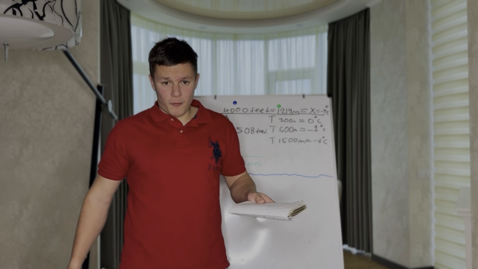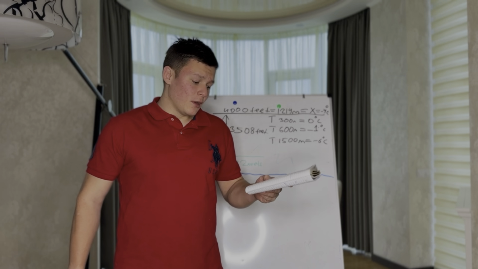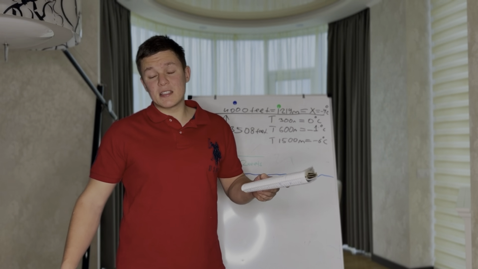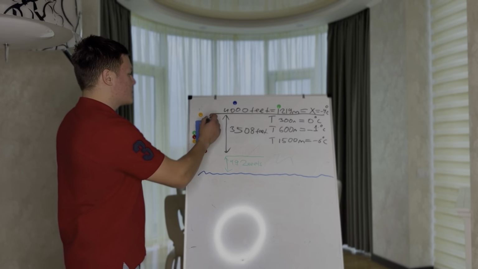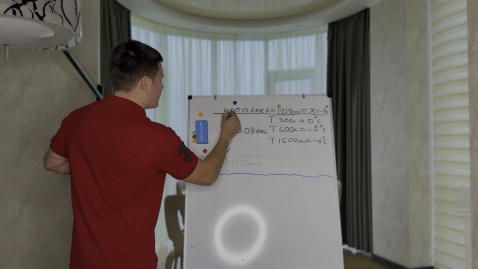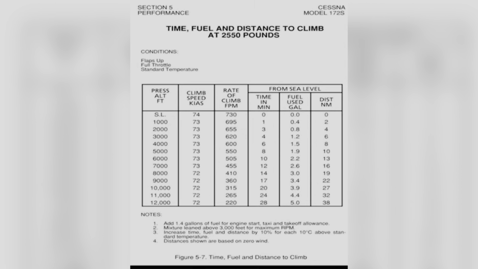If we look at the flight manual of the aircraft, in our case the Cessna 172, we will find a table of calculations of climbing performance. According to this table, we can calculate distance, time and fuel for reaching top of climb. Using that, we can calculate top of climb. The height which we should reach is 3,508 feet, approximately 3,500 feet. It is between 4,000 and 3,000 feet.